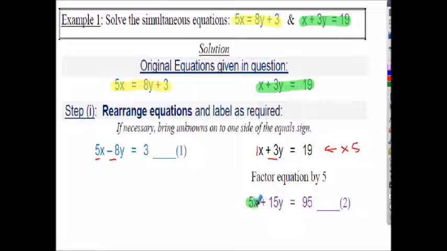So I end up with 5x plus 15y, 5 times 3 is the 15, is equal to 95. 5 times 19 is 95. I've called that equation 2, just to give it a label. So now I have a situation where the coefficients of the x terms are now the same. They're both positive 5.